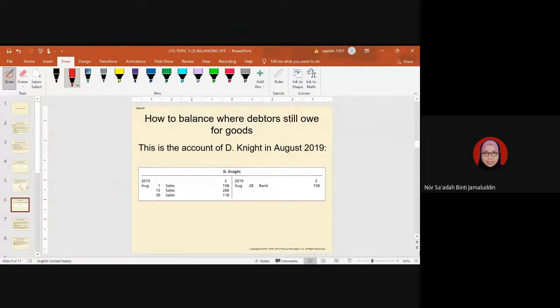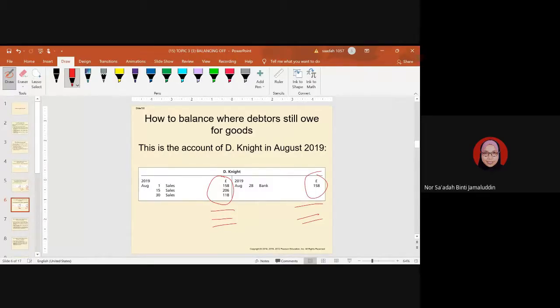For the first step, we should balance the debit and credit. You should balance the debit side and the credit side. So kita tengok sekaligus je. Okay. Balance tak account ni? Tak balance. This is tak balance dengan debit side, tak balance dengan credit side.